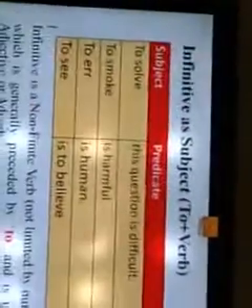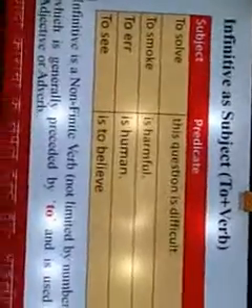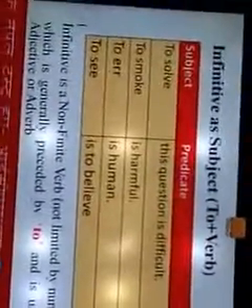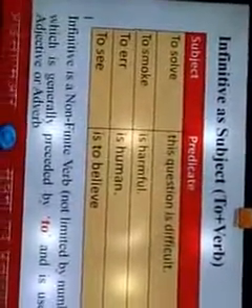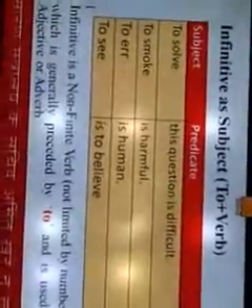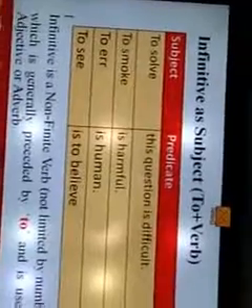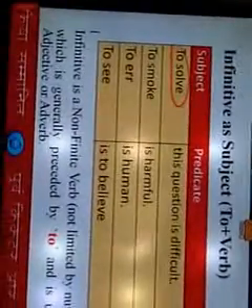To plus verb. It is the structure of infinitive. Read these examples carefully. To solve this question is difficult. To smoke is harmful. To err is human. To see is to be. What is to solve? In this sentence, to solve is the subject of this sentence.